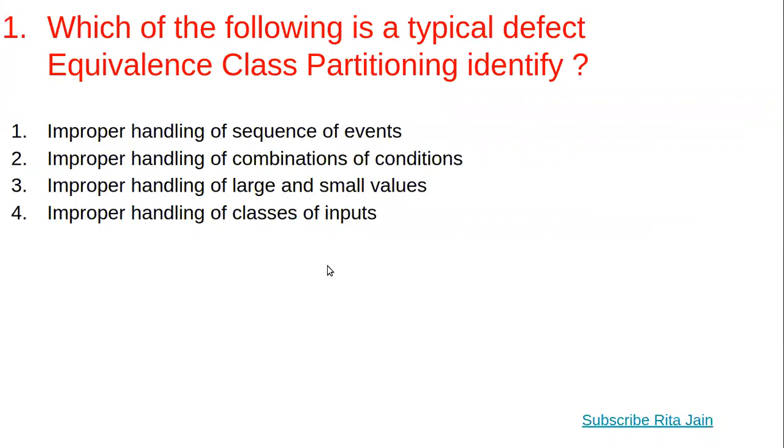So here is the first question. Which of the following is a typical defect equivalence class partitioning identifies? Options are improper handling of sequence of events, improper handling of combination of conditions, improper handling of large and small values, and improper handling of classes of input. So here the keyword is class. If you want to solve this question quickly, the right option is 4. And for its description, you can watch my other video.